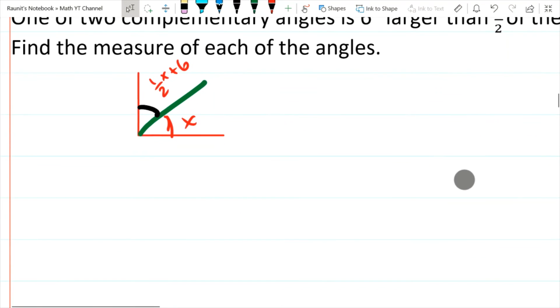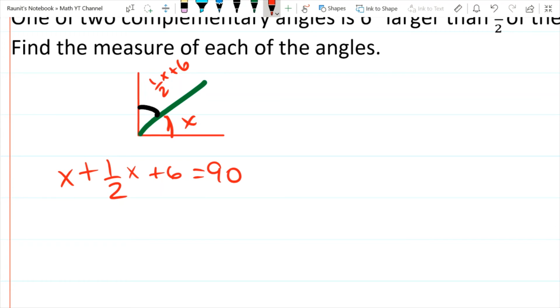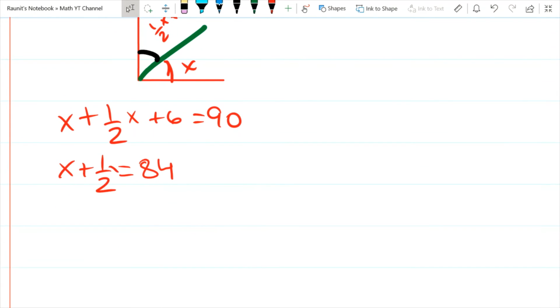So since we know that complementary angles are two angles that add up to 90, we can just do x plus 1/2 x plus 6 is equal to 90. And then you're going to subtract 6 from both sides to get the numbers on one side, x is on the other, which is equal to 90 minus 6. Crap, I forgot. 84, right. Oh, I forgot the x.